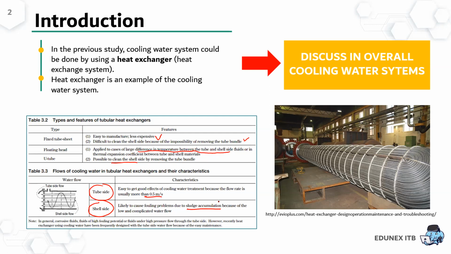Okay, so on the right hand side is one of the examples of the heat exchangers. We can see it is actually very, very big. If we imagine industrial scale, this is the real heat exchanger that is commonly used in large scale applications.